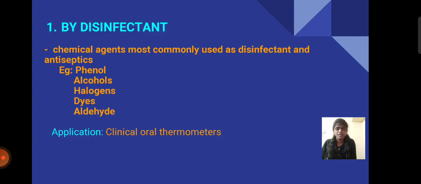Coming to the disinfectant, the chemical agents most commonly used are the disinfectants and antiseptics. Examples are phenols, alcohols, aldehydes, and dyes. The mode of action is on cell protein, inactivation of enzymes, and also leakage of amino acids. The action may be bactericidal or bacteriostatic. The application is clinical oral thermometers.